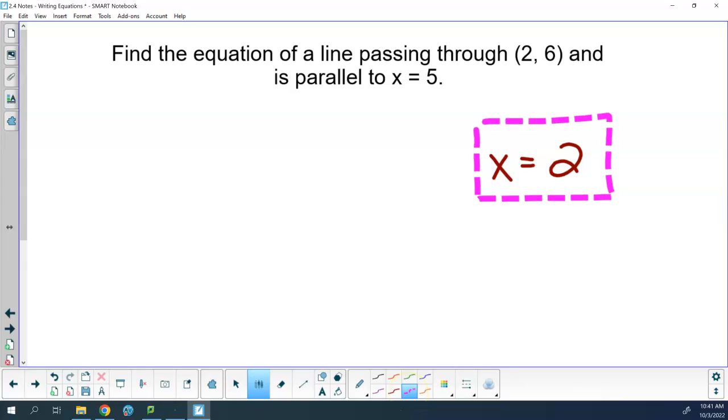What if I had said here perpendicular? What kinds of lines are perpendicular to vertical lines? Horizontal lines, right? So what's the horizontal line that goes through the point (2, 6)? Y equals 6. It's just that easy. Okay.